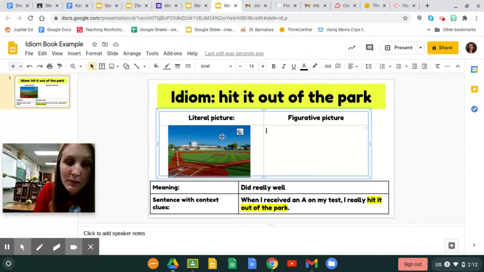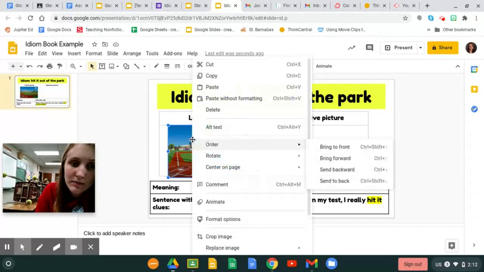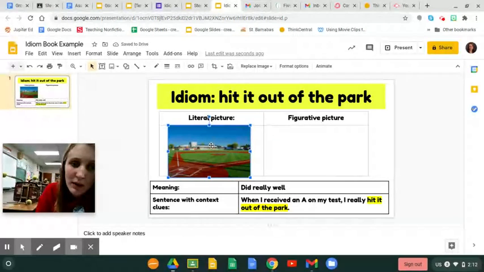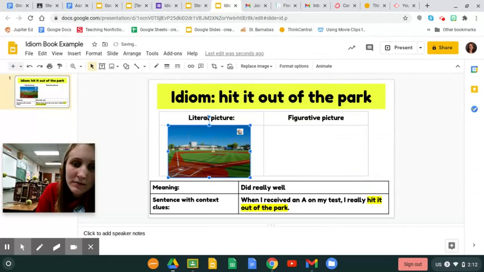Okay? Let's say I wanted to have this picture here, this big picture, be in front of this one. I would just right-click it, and I would press Order, and I'd say I want to bring that to the front. So now it's in front of the baseball, but I don't actually want to do that. I want to send it to the back, okay? So that's my literal picture, but what hit it out of the park really means is you did really well.